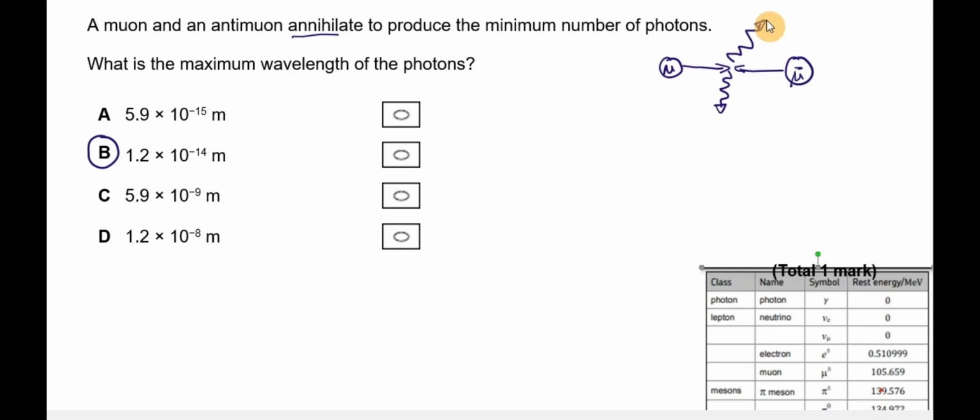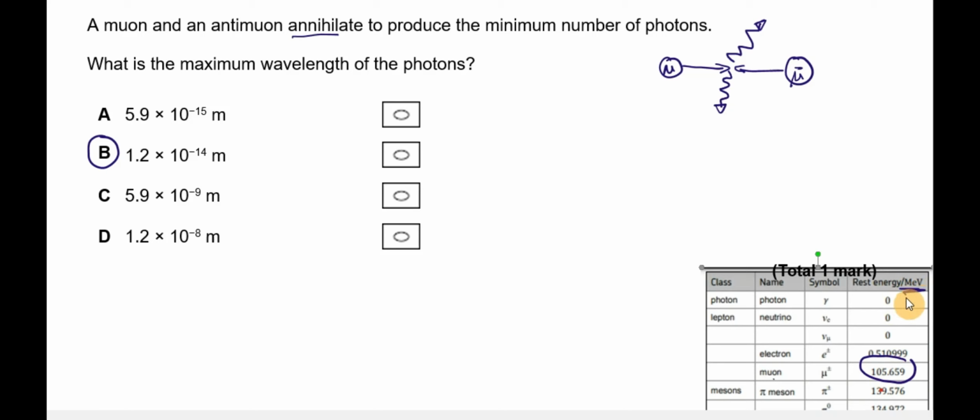Where's the energy coming from for these photons? Well, the rest energy of the muons is going to be transferred into the energy of the photons. So the first thing we need to find out is how much rest energy there is to play with. And we're going to need to look at the data sheet. It says here on the data sheet that a muon has a rest energy of 105.659. I'll round that to 106 mega electron volts.